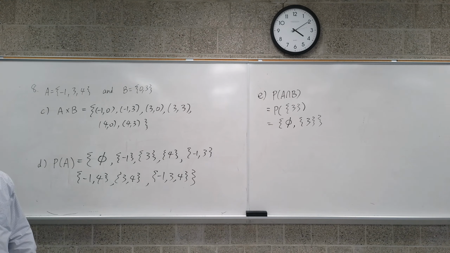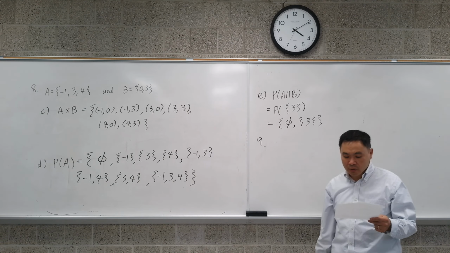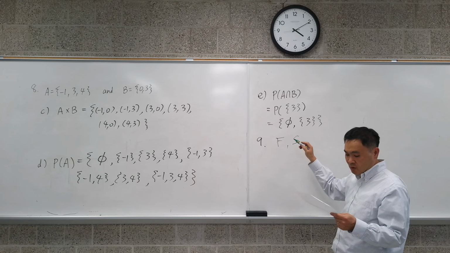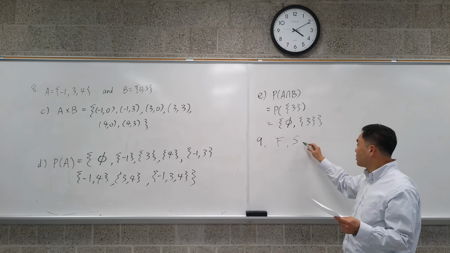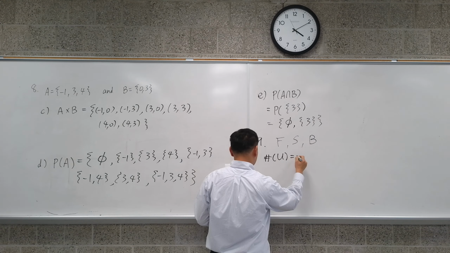Okay, last question is a word problem. It takes too long to write it, so let me just read it. Suppose U is a set of all students at Richmond All Boys High School. F is a set of all students in the football team, so you have set F. And S is a set of all students in the soccer team. B is a set of all students in the basketball team. And it says this, number of U is 235.